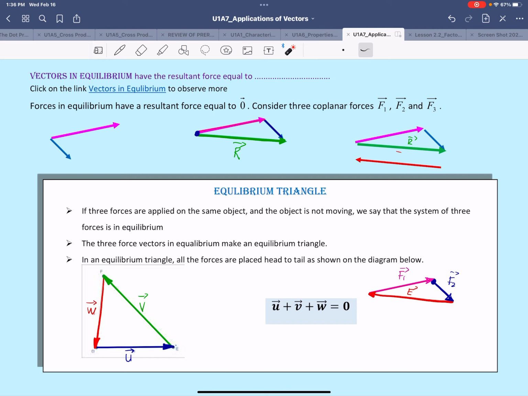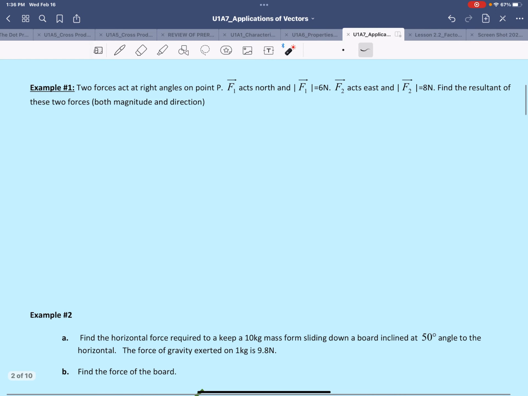Knowing how to draw an equilibrium triangle is very important because that's how we can then study the three forces, how they work together, and in the meantime use the knowledge that we have about triangles to solve for each force that is required to find, or unknown. So let's take a look at a word problem.